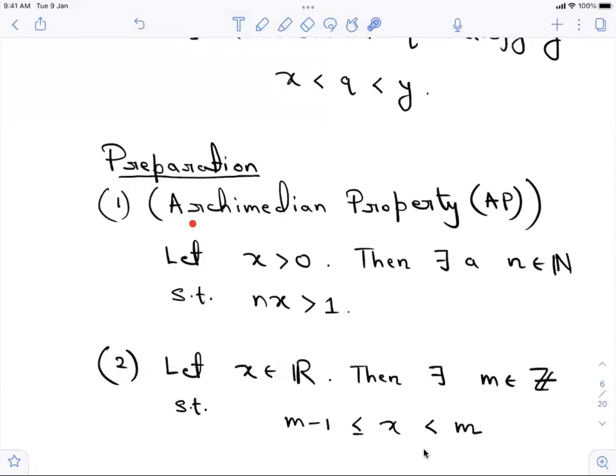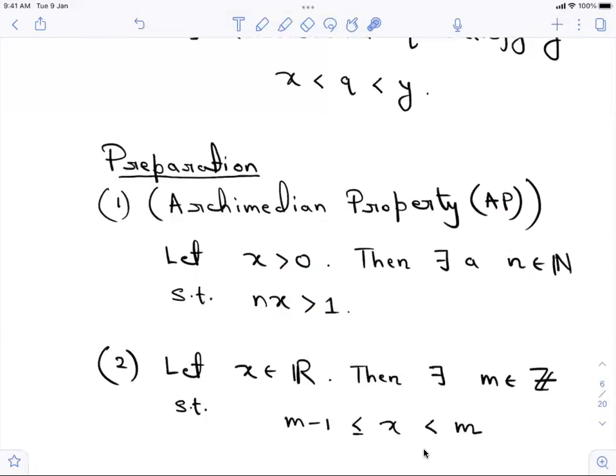So the first result that we're going to use that looks stupid is called the Archimedean property, in short, AP, of positive real numbers. So we'll use it again and again and again. But it's really a simple result. What does it say? It says that if x is a positive real number, then you can always find a natural number n such that the product nx is bigger than 1.